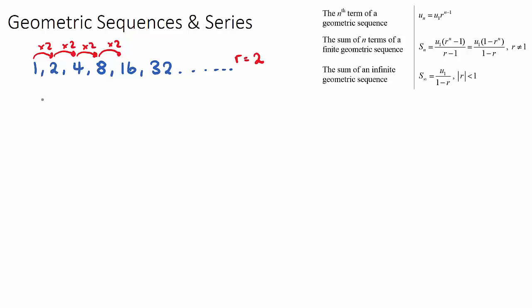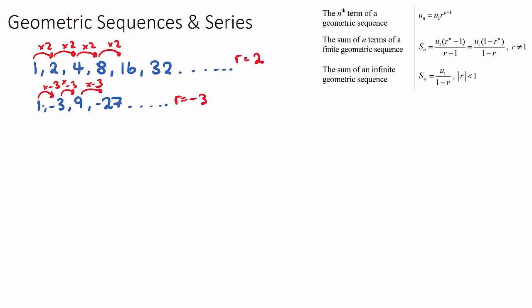My second example might be 1, negative 3, then positive 9, then negative 27, and so on. So this is an interesting one. It goes positive, negative, positive, negative. This is still a geometric sequence because our common ratio will be negative 3. Negative 3, negative 3. So r will be negative 3.